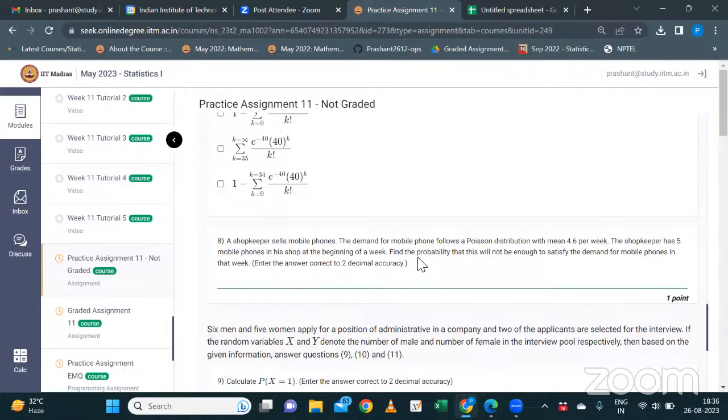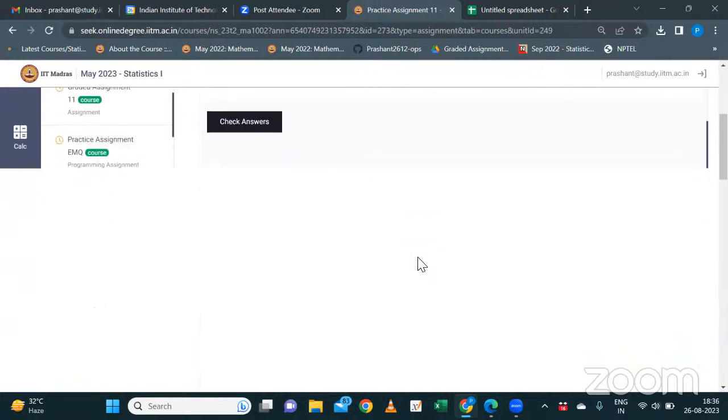Anyone? Probability of failure, right? So initially it's saying the demand for mobile phones follows the Poisson distribution with mean 4.6 per week, right? Means lambda is given, lambda is 4.6 per week.